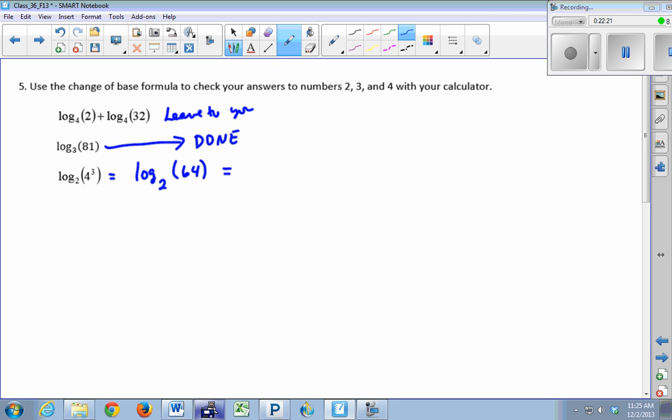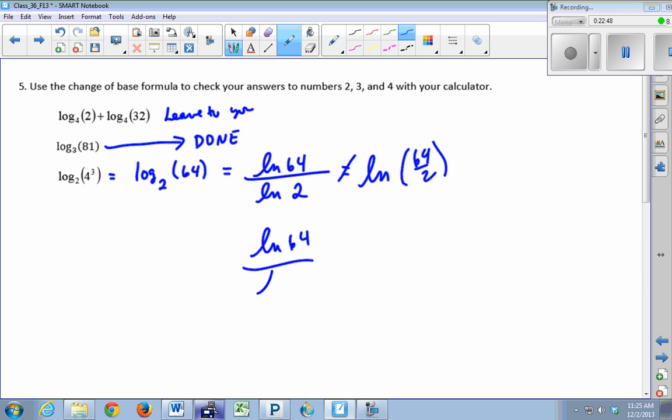So if we wanted to evaluate that, let's use the natural log this time. The natural log of the 64 divided by the natural log of the base. Notice we are not taking the natural log of 64 divided by 2. This number is a constant, and this number is a constant. This is not equal to the natural log of 64 divided by 2. Those are not equal.